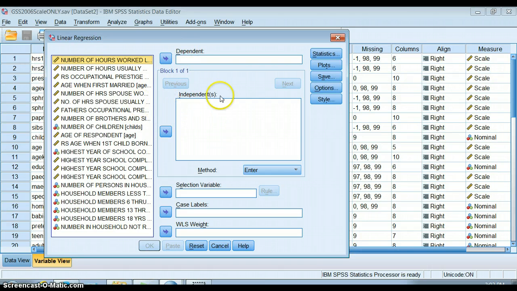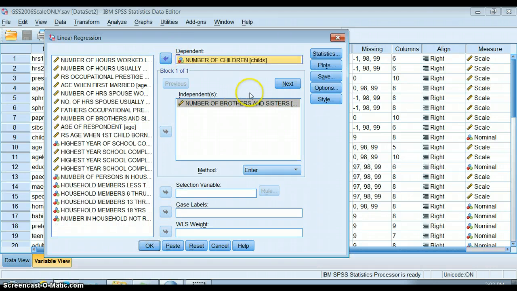If you notice, you can put in multiple independent variables. This is very different than doing that in, say, a t-test, where it'll spit out different t-tests for you. If you put in multiple independent variables, it will do multiple regression, which you do not know how to do, right? So we can only put in one independent variable. So say we're interested in looking at whether or not the number of brothers and sisters you have affects the number of children that you have.